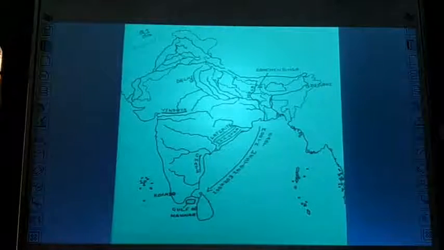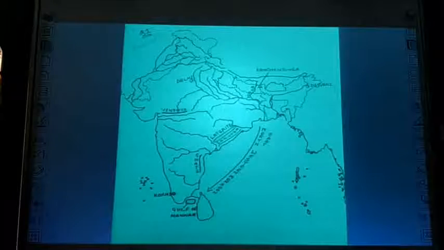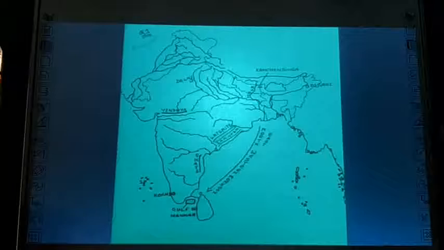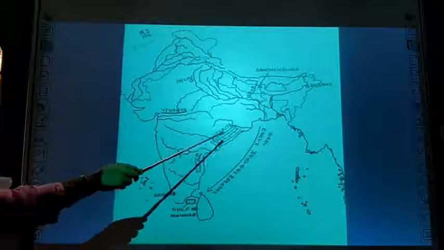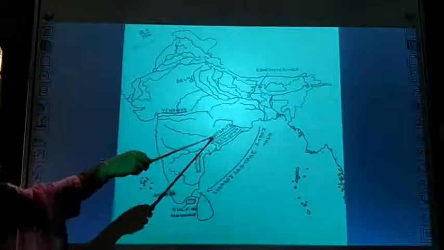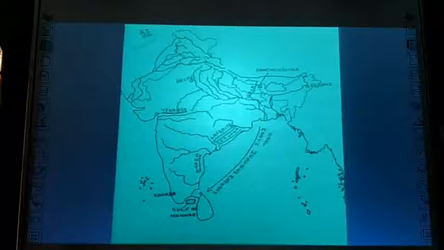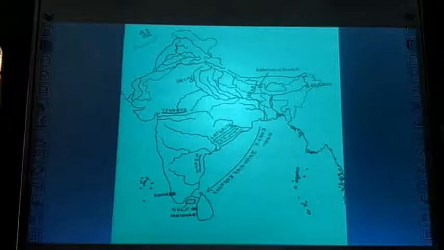Next, shade and label a region of laterite soil. Now, laterite soil can be found on the summits of the Western and Eastern Ghats. Here, the summits on the Eastern Ghats. Okay, it is suitable for growing plantation crops like tea, coffee, coconut, rubber, etc.